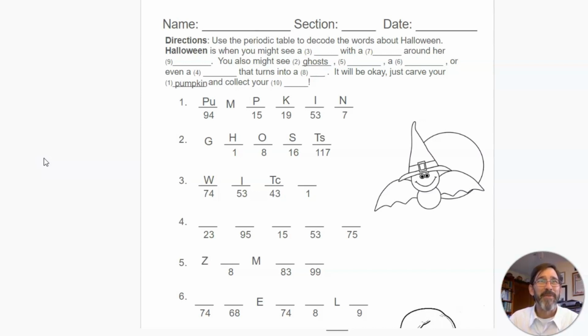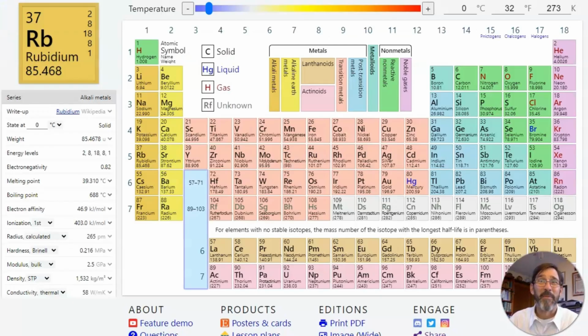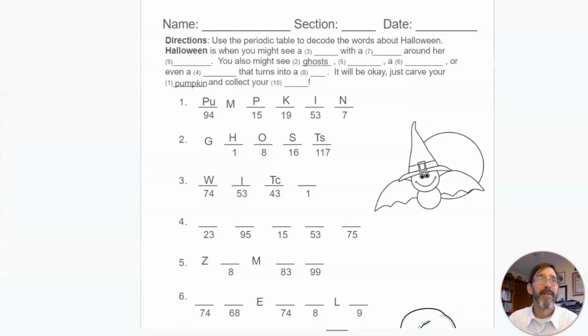And the last atomic number for number 3, number 1. Number 1 can be found in the upper left-hand corner. That would be hydrogen, capital letter H. So for number 1, go ahead and enter capital letter H. You've just created your third word, which. Don't forget to go to the top of the page and enter the word which for number 3.